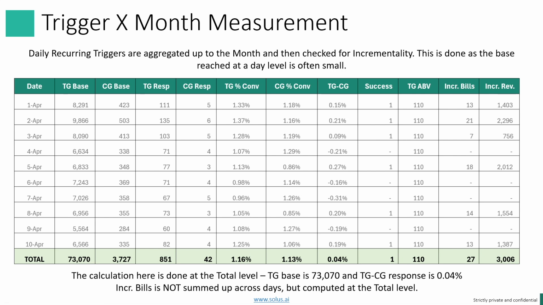And the reason you do this is sometimes, computing the impact of a trigger that's going out every day at the day level just becomes too granular, and you end up with a very tiny control base and target base. So the numbers look a bit weird out there. So this is the trigger cross month level measurement, where you first add up and then compute incrementality.